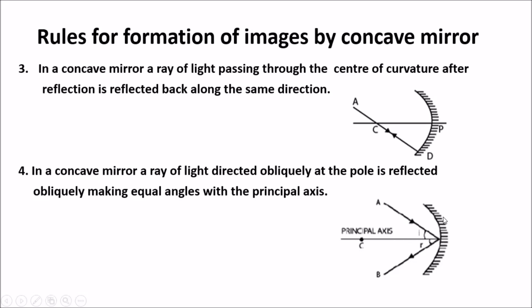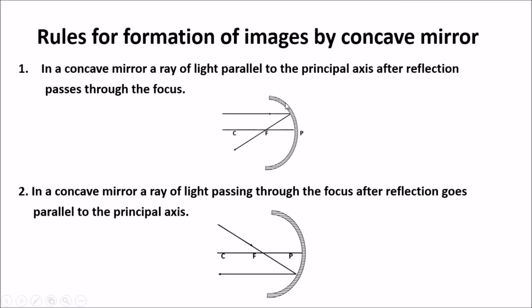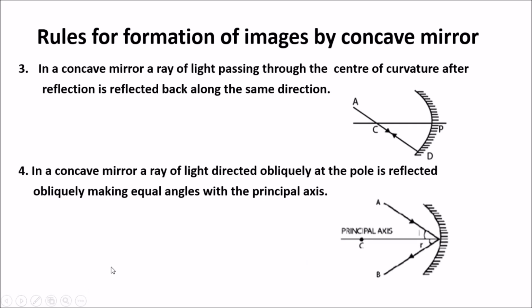Just as we have a plane mirror situation, here the principal axis is acting like a normal and i equals r. That does not mean that in other situations i is not equal to r. You can see here light is passing normally. Here in this situation also, if we have the reflection, then the normal will be in the center, and in this situation also the normal will be here. So i is equal to r in all the 4 situations. Now these are the 4 rules for formation of images by concave mirror.